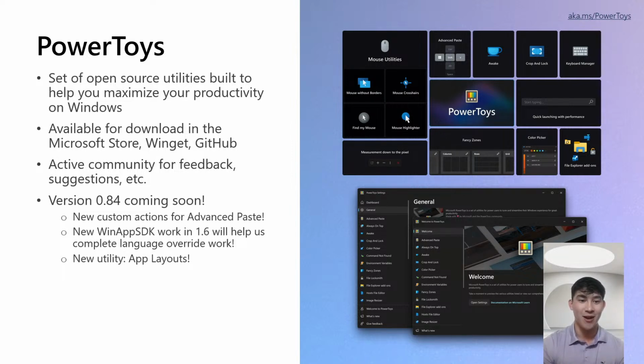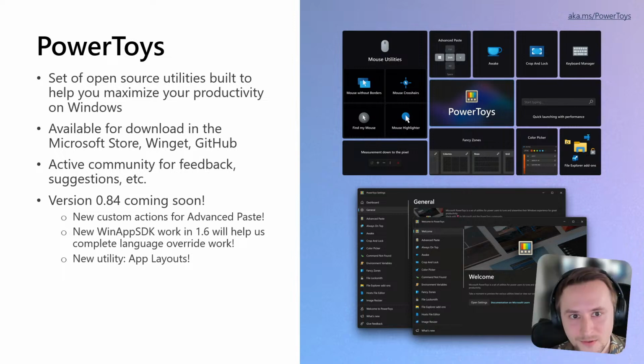So if you're willing to stick around, we have some new functionality coming in Advanced Paste that will be demoed by Craig. We also have some new work for WinApp SDK 1.6 that will help us do some language override. And then the last little bit, and what I'm super excited about, is Connor will be also demoing a new utility for PowerToys called App Layout. So if any of that sounds interesting, please stick around to the end of this presentation. Thanks, Gleb.